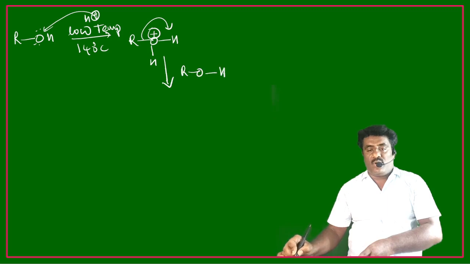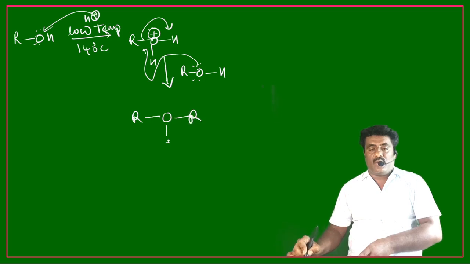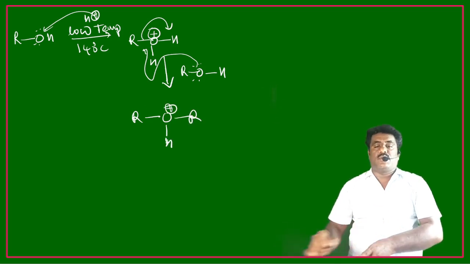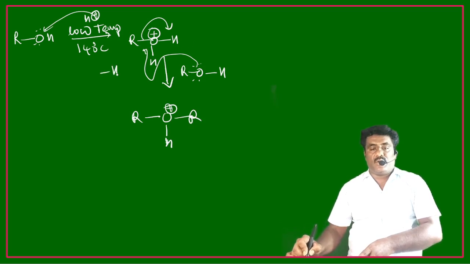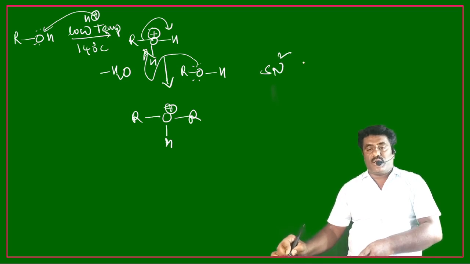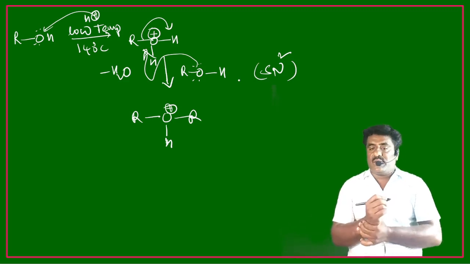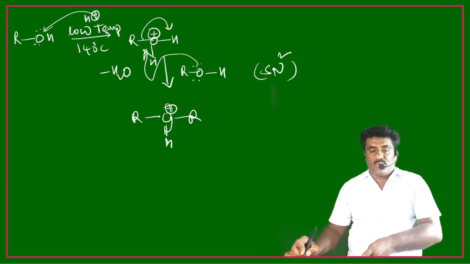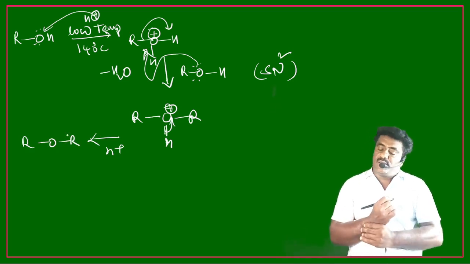Another mole of alcohol attacks over an R. It loses water. What is the type of reaction? It undergoes SN2 reaction mechanism. The proton will be eliminated in the form of H plus to form ROR, an ether.